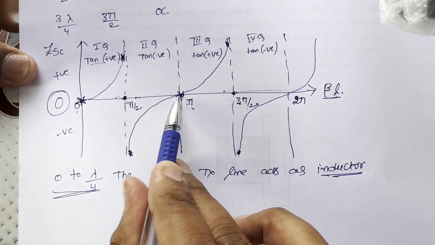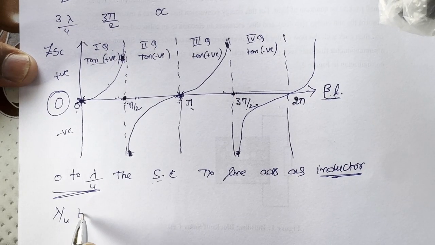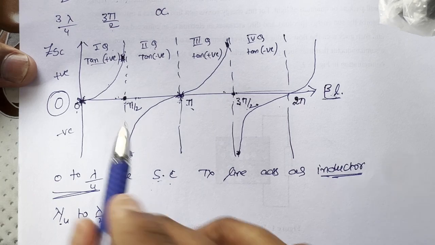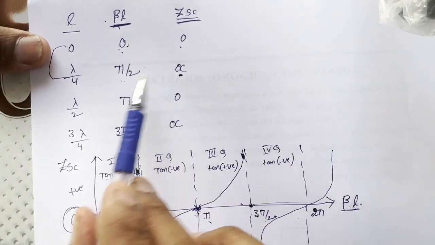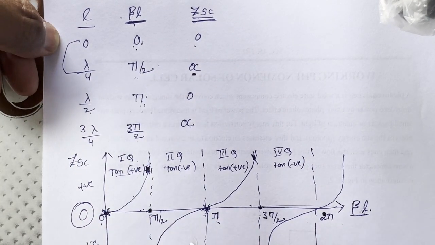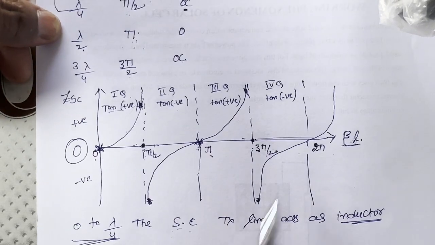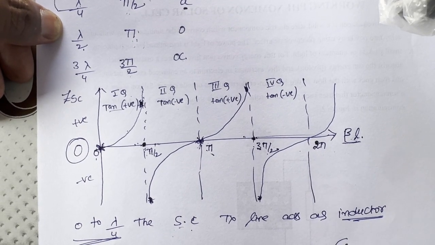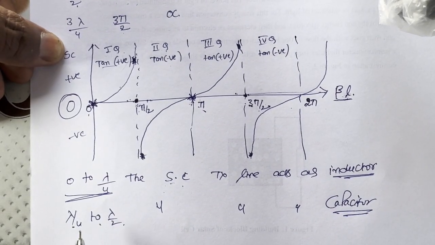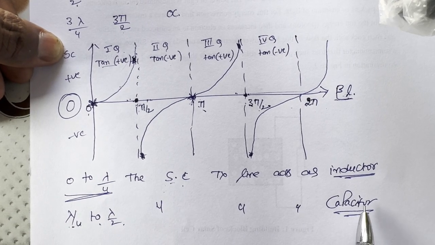Now look here, this one to this one, pi by 2 to pi. That means in between lambda by 4 to lambda by 2, when the length of the transmission line is from lambda by 4 to lambda by 2, that means pi by 2 to pi, the entire values are negative. Then the short-circuited transmission line acts as a capacitor. Within the duration lambda by 4 to lambda by 2, the short-circuited transmission line acts as a capacitor.